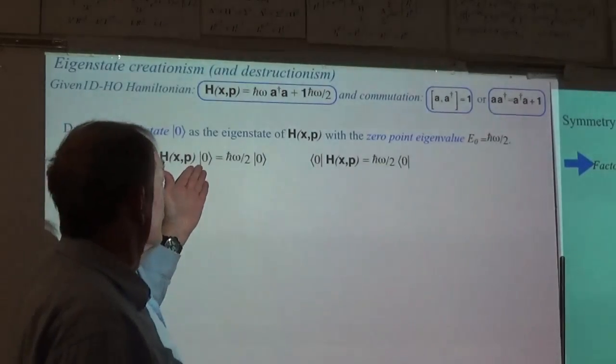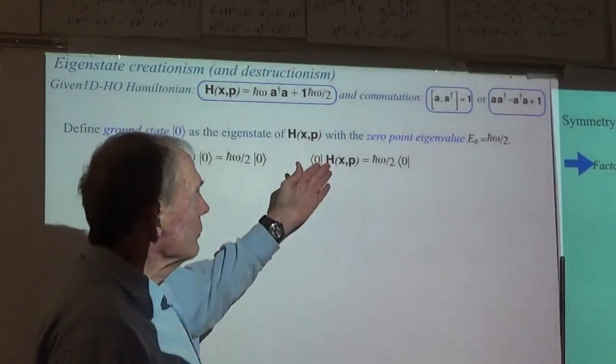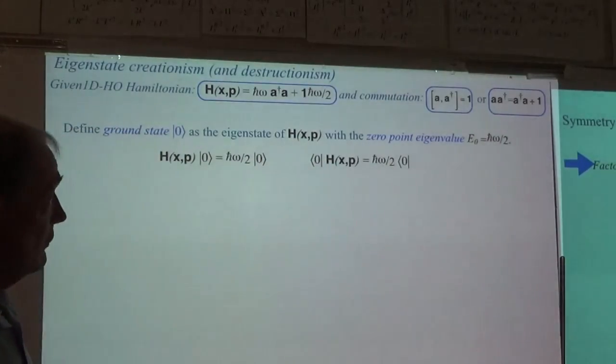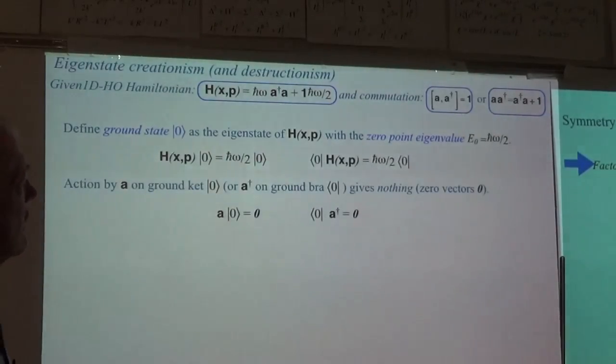Now we can do the H on the ket, or you can do it on the bra. Supposedly either one of those is going to give you this result, the energy equal to h bar over 2. And of course I can put it together so that it's the expectation value of the Hamiltonian.